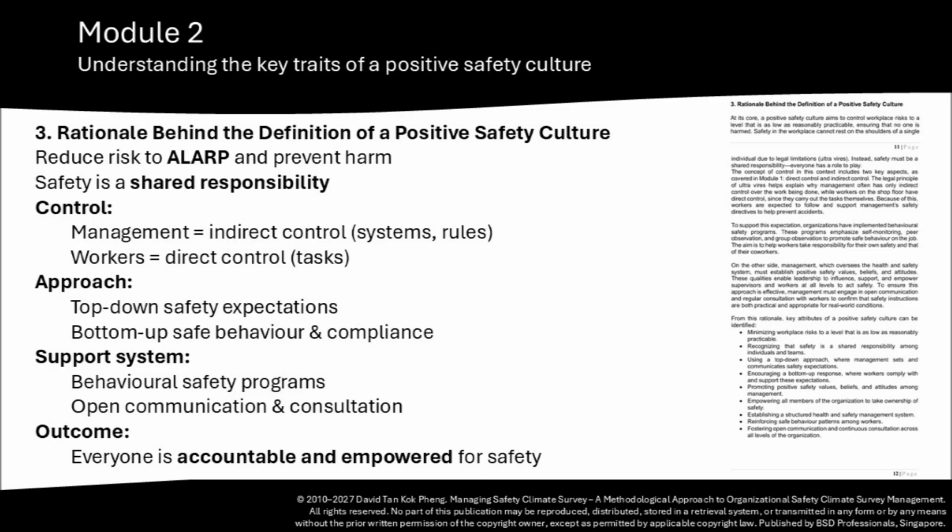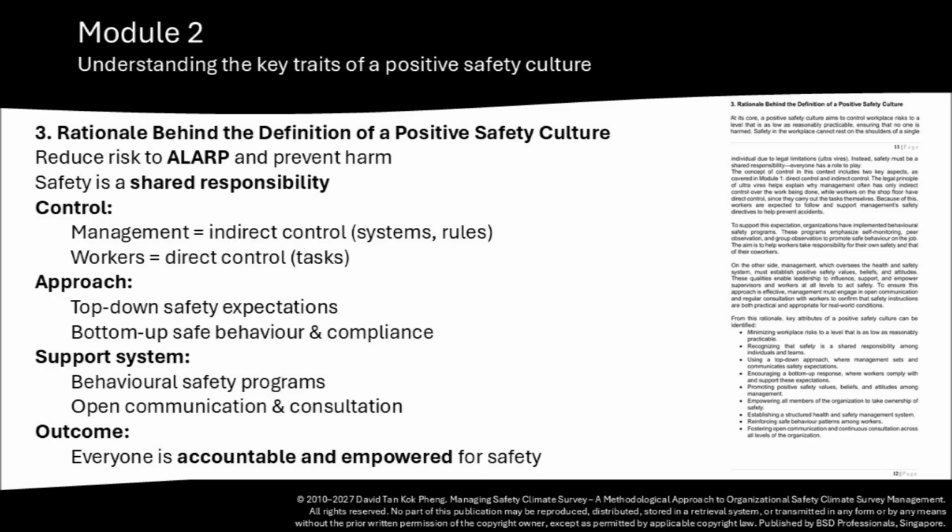The concept of control includes two key aspects: direct control and indirect control. Because of ultra vires, management often has indirect control over work activities, while workers on the shop floor have direct control, since they carry out the tasks themselves. As a result, workers are expected to follow and support management's safety directives to help prevent accidents.